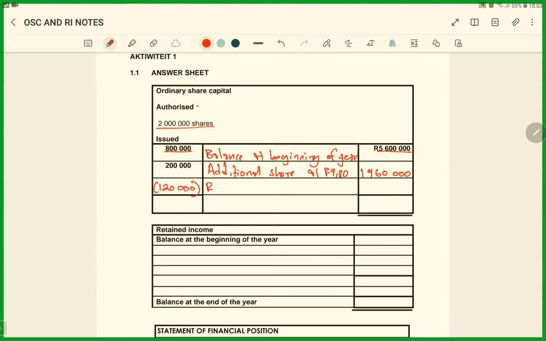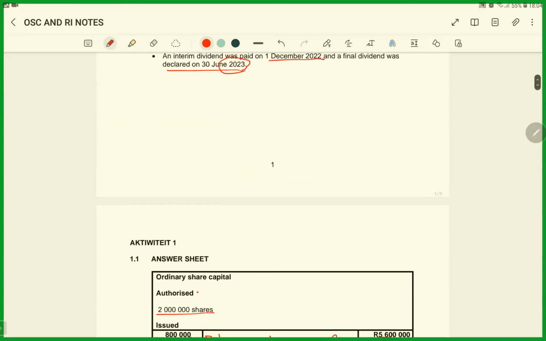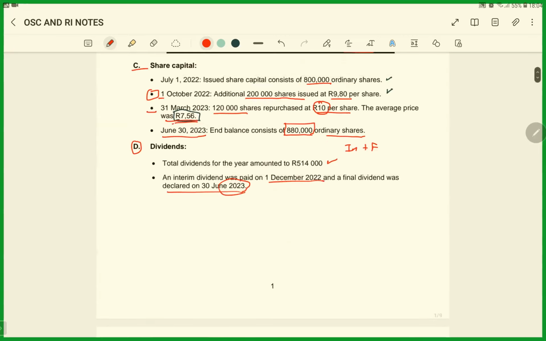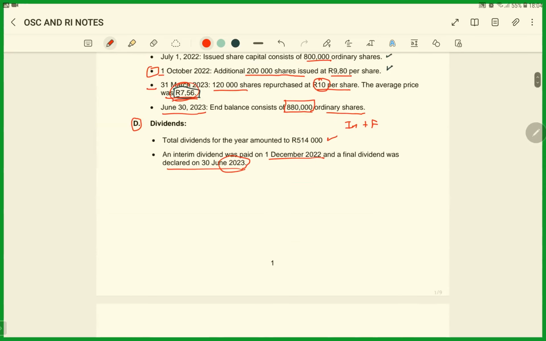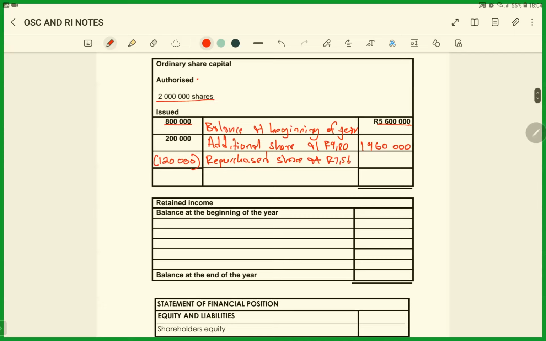We say repurchased shares at the average price of 7 rand 56, if you remember it. 7 rand 56. There it is. I repeat, when shares are repurchased inside the ordinary share capital, you will price them at the average share price. Do not price them at any price that is not the average share price. We only want the average share price.